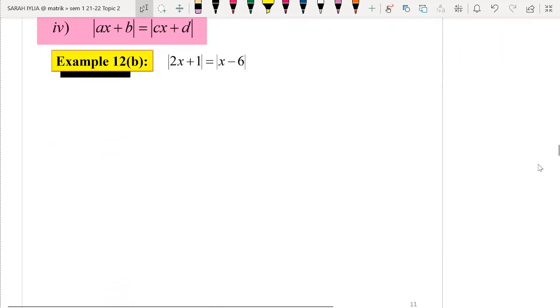Now, kita jumpa pula 12b. We have absolute equation on both side. Tadi semua kita jumpa tu satu side. Sekarang kita jumpa both side tu ada absolute equation. So, in this case, sebab kita jumpa both side ataupun two-sided, method yang kita kena guna is squaring both side.